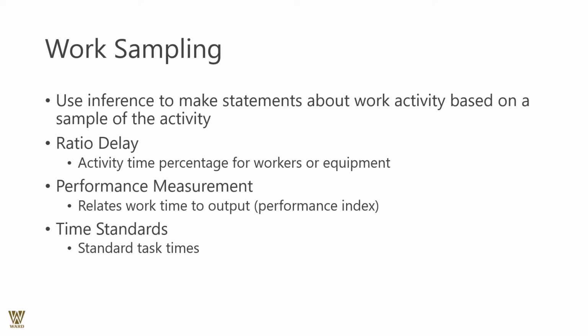There is something called a ratio delay, which is the activity time, the percentage of a worker's or equipment's time. Performance measurement relates the work time, the input, which in most cases might be 8 hours, to the output, the number of units you have produced, which would be 20 units. So 480 minutes divided by 20, or something like that. Time standard is the standard task time usually taken. It is basically a benchmark against the normal curve.